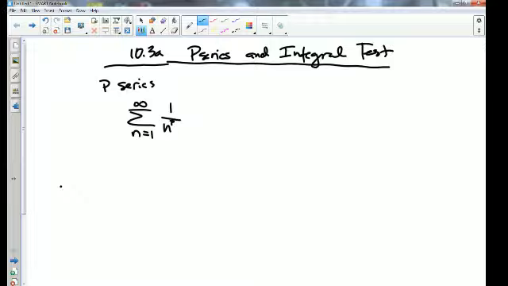Okay, so this series converges if P is less than 1. No, greater than 1. Scratch that. Yeah, it's got to be greater. I don't know why I put less down. I was thinking geometric.